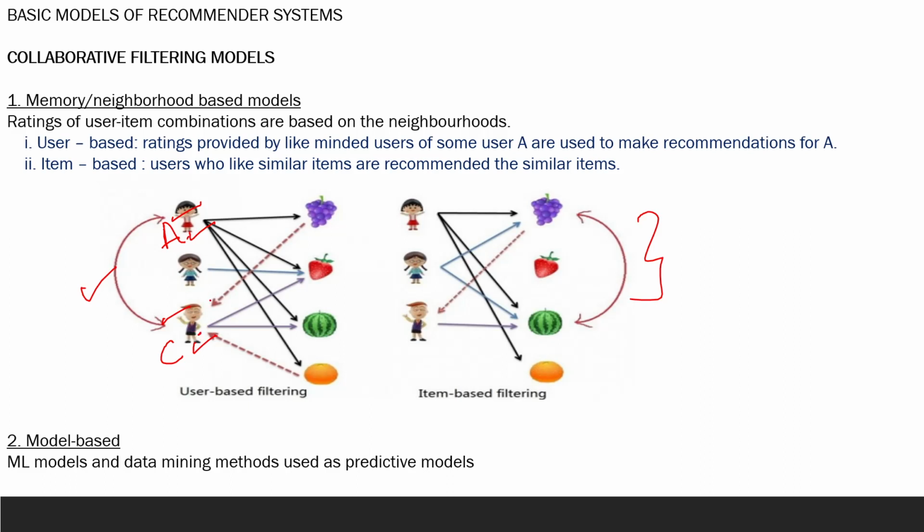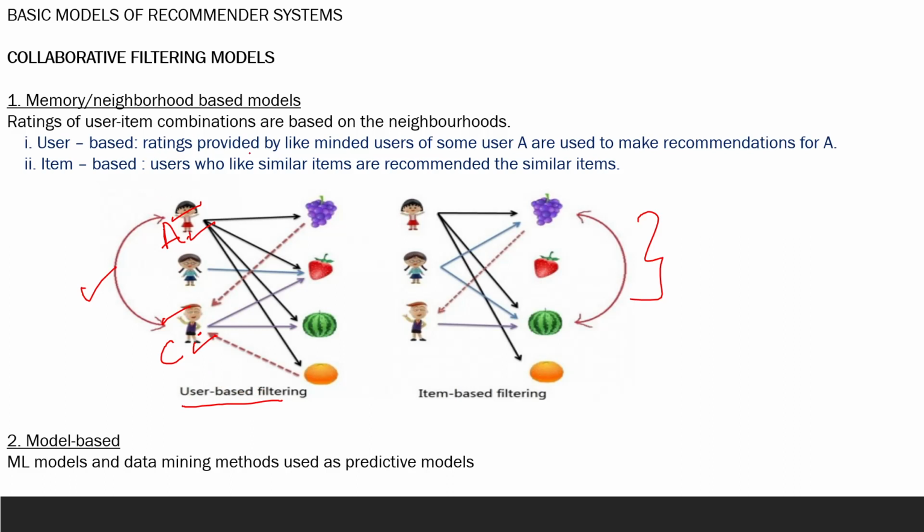So you can see that here, Alice likes grapes, strawberries, watermelon, and orange, and here Charles likes strawberries and watermelon. So now grapes are being recommended to Charles and oranges are being recommended to Charles as well, because both of these have been liked by Alice and it's been established that Alice and Charles are similar. That's what this arrow depicts. So that is how user-based filtering works. They look at the similarity between the users. So that's what the definition says.